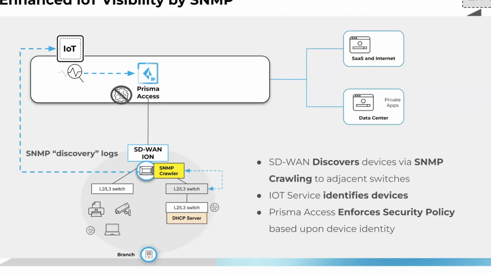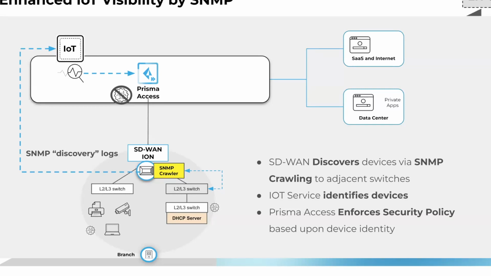The new enhancement that we're adding is around SNMP crawling. Because as you can imagine, every branch network is different, and sometimes there's multiple layers of switches, sometimes with a layer 3 boundary that exists beyond the ION. That happens a lot, depending on your design and your topology. What we wanted to do was get visibility deeper into the network, and to do that, we're leveraging SNMP crawling.